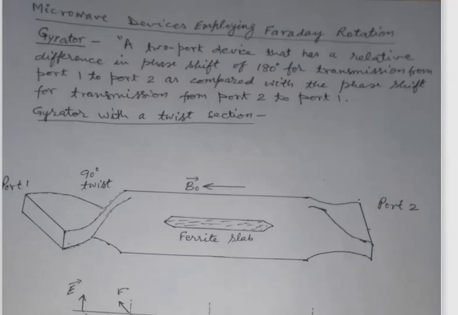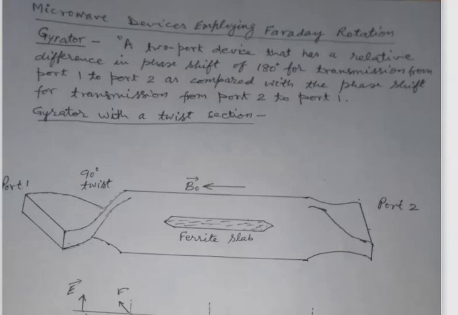Namaskar. In today's lecture for microwave electronics, we will discuss the microwave devices employing the effect of Faraday rotation in ferrite materials. In our previous lecture, we discussed the Faraday rotation effect in ferrite materials. According to the Faraday rotation effect, the plane of polarization of the plane TEM wave rotates as it propagates along the ferrite slab, which is magnetized with a static magnetic field along its axial direction.